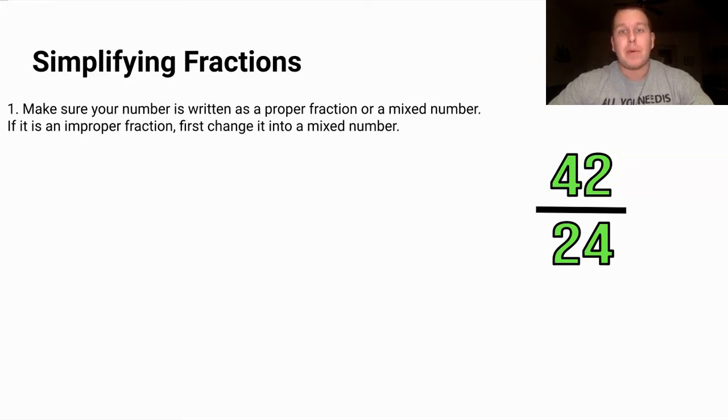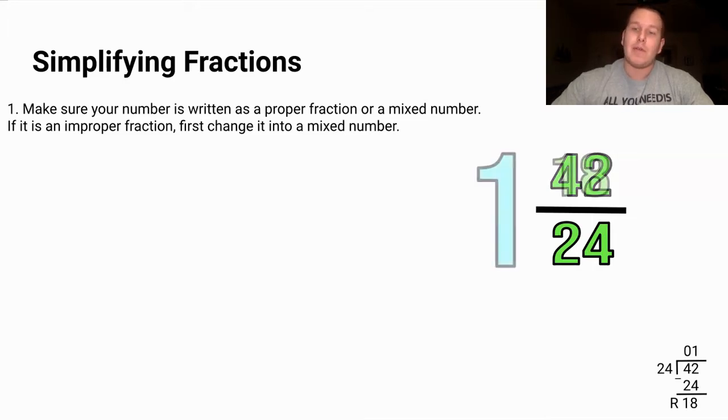So we do have an improper fraction, but remember, fractions are just another way to use division. We could think 42 over 24 as 42 divided by 24. So if we did that off to the side, 24 fits into 42 once with the remainder of 18. So the 18 would be the new numerator, and we'd get a whole out of it. So our new fraction would look like this, 1 and 18 over 24. So 42 over 24 is equivalent to 1 and 18 over 24. Now that we have a nice mixed number, we can go ahead and move on.